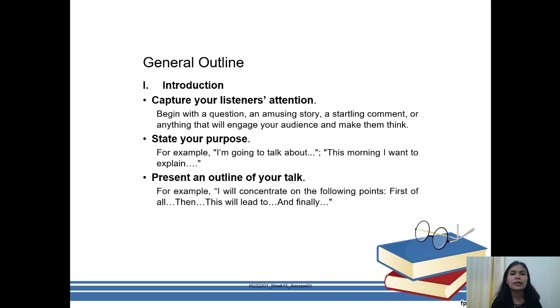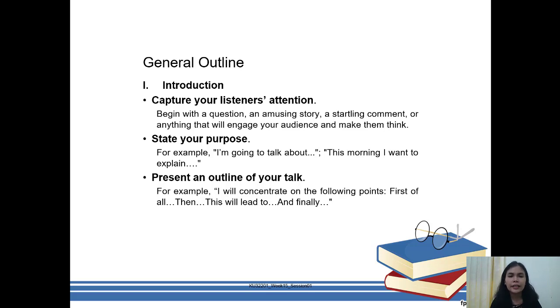There are some elements that you need to be paying attention to. The first one is to capture your listeners' attention. For example, you can start by giving a question or starting with a story, a comment, or something that you can actually engage your audience with, and then make them think about the topic that you want to bring. Something that can easily attract their attention.